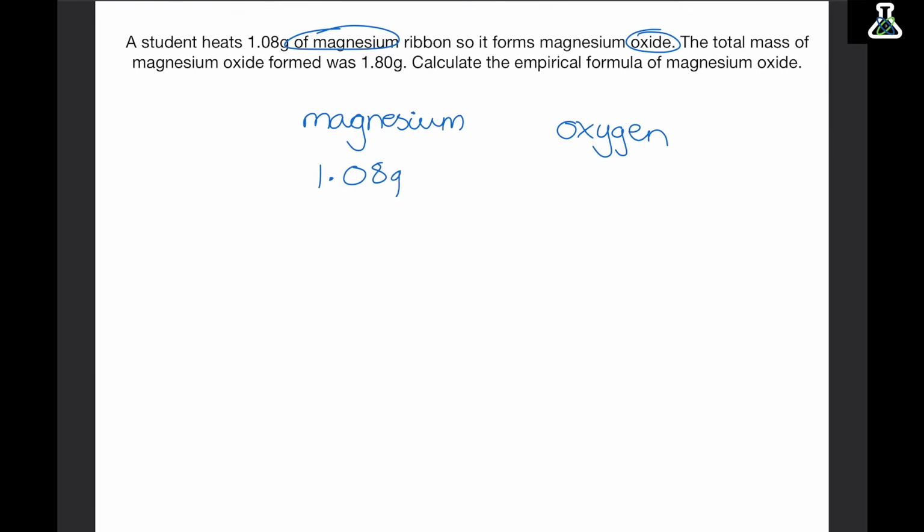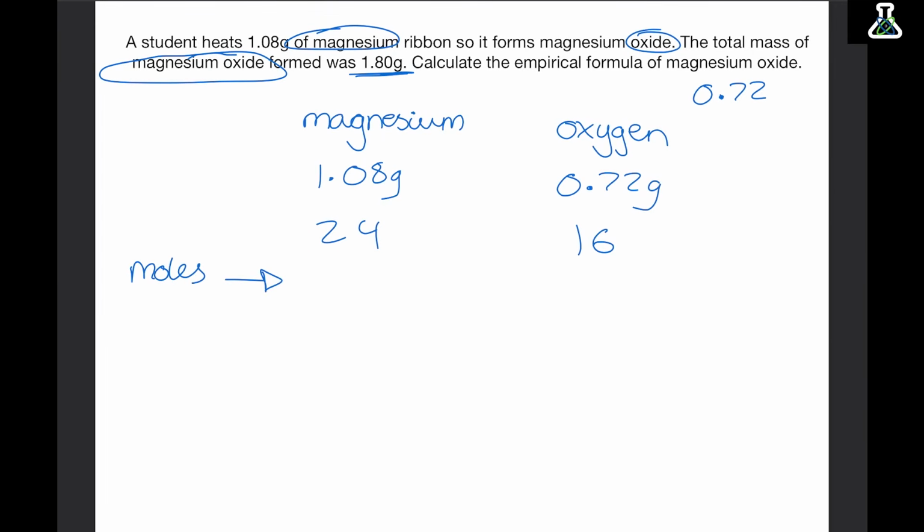So it says we have 1.08 grams of magnesium. But it doesn't directly tell us how much oxygen we have. It only tells us that the whole molecule of magnesium oxide is 1.80. So if we subtract 1.08 from 1.80, we get the amount of oxygen, which is 0.72. So we have 0.72 grams of oxygen. So let's write the mass numbers out. The mass of magnesium is 24, and this is just the number from the periodic table, and the mass of oxygen is 16. Now we want to find the number of moles, so we divide these together.